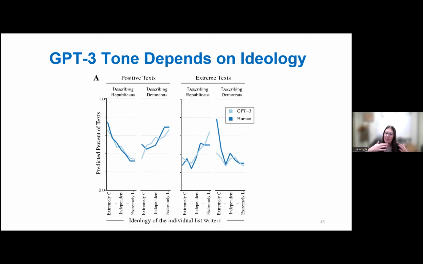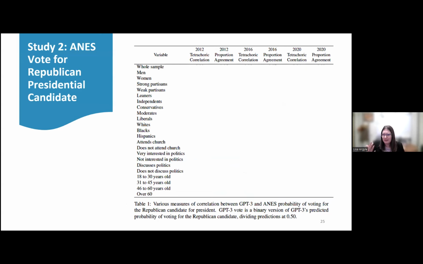And so it is sort of like picking up extremely liberal people say things that are less positive and say things that are more extreme about conservatives, and vice versa. And so we see both of these patterns playing out in data. So that's sort of the first study. I'll give you a brief rundown of the second study.